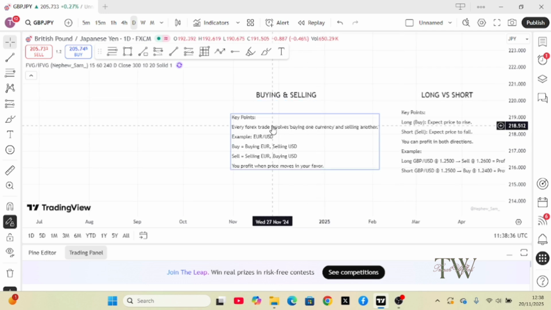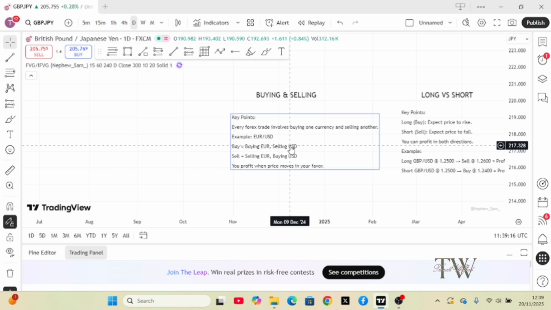When we talk about buying and selling, you're not buying physical stuff. You're simply speculating what will happen in the market. You are speculating whether a currency pair will increase in value or decrease in value. For instance, we have EUR/USD as our example, and when we are buying euro, we are actually selling what? USD. That's exactly what it means.